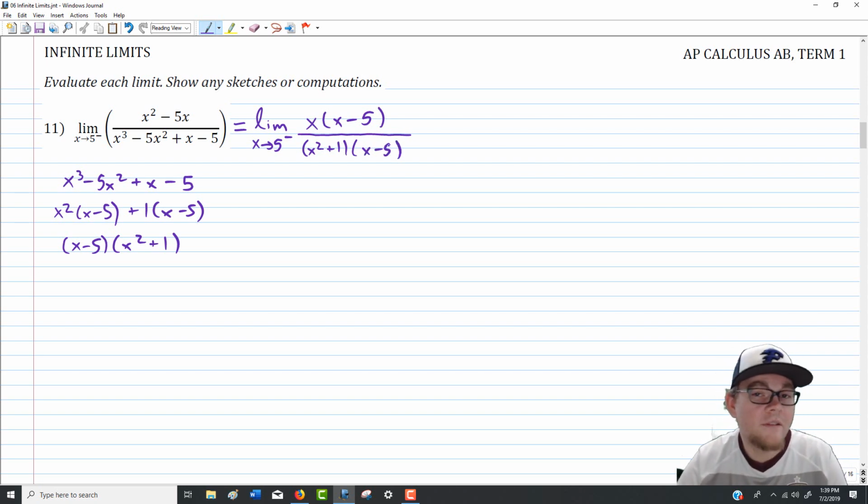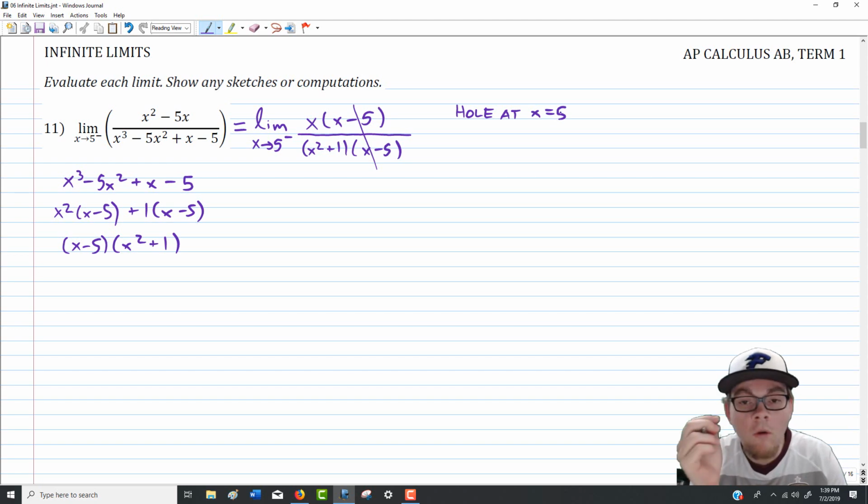We were expecting a vertical asymptote, just because that's the general theme of this page, a nice motif along the entire assignment. But we have x minus 5 in the numerator and x minus 5 in the denominator, which means that we have a hole at x equals 5.